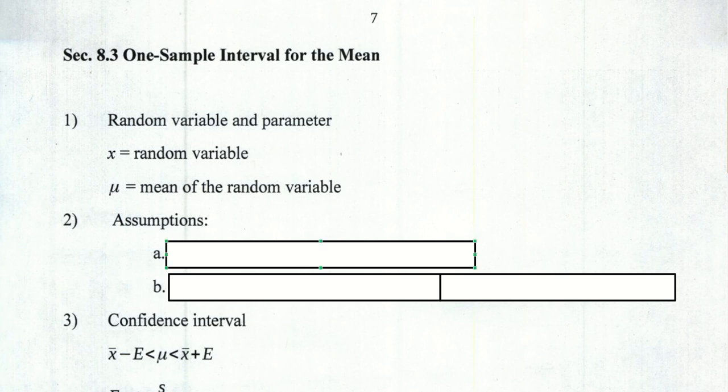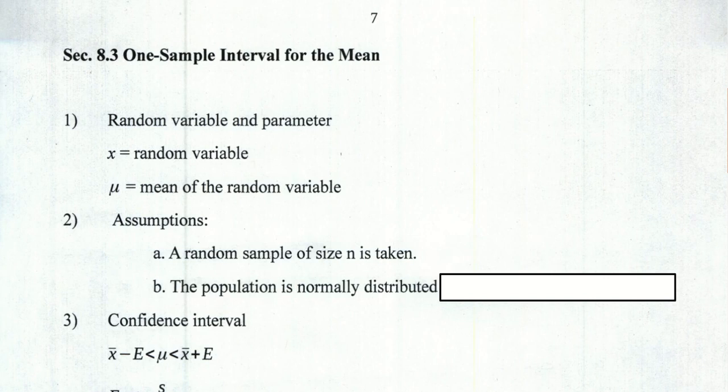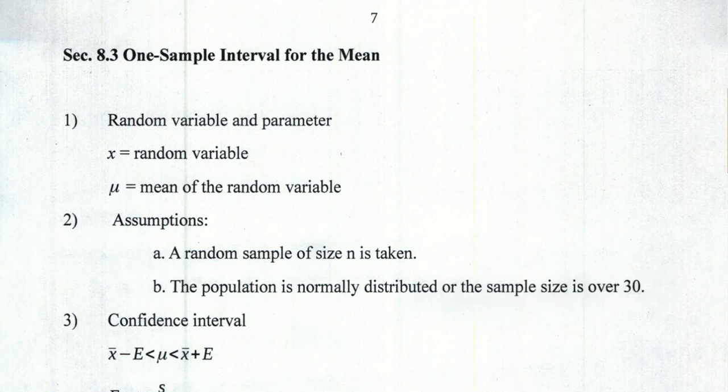So the first, exactly what you'd expect, a random sample of size n is taken. And the second, one of two cases, or maybe even 3: the population is known to be normally distributed. So we might be told that it's normally distributed, or we might actually have to do some of the tests we learned to show that it's normally distributed. Or that's not the only way that we know that we have something that's normally distributed: the sample size can be over 30. So that's probably exactly what you were expecting.